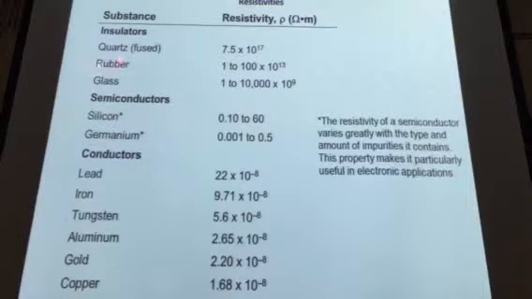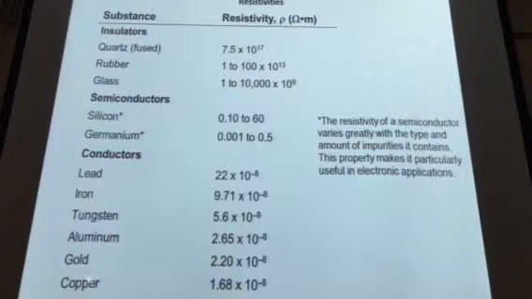Notice something like rubber and glass. We know those things are good insulators. They don't conduct well at all. And sure enough, look at their resistivity. Let's make it a 50 times 10 to the 13th. Glass, depending on the type of glass, is anywhere from 1 to 10,000 times 10 to the 9th. Huge resistivities. Resistivity is in the numerator, so the bigger the number, the more resistance it offers.